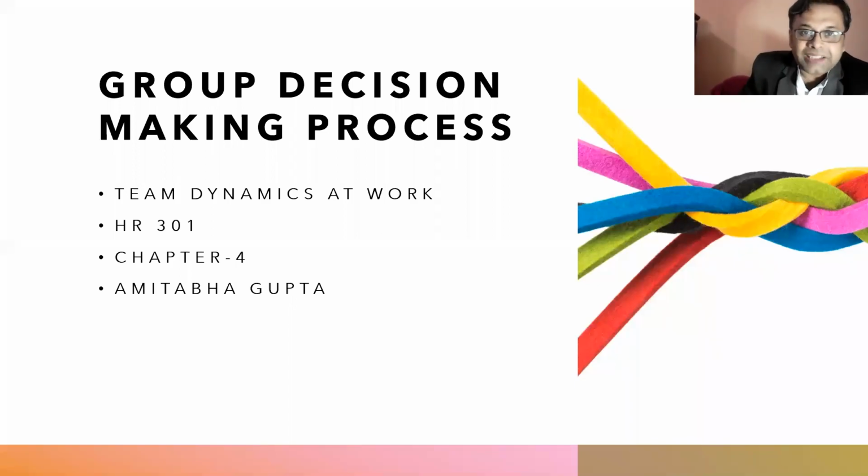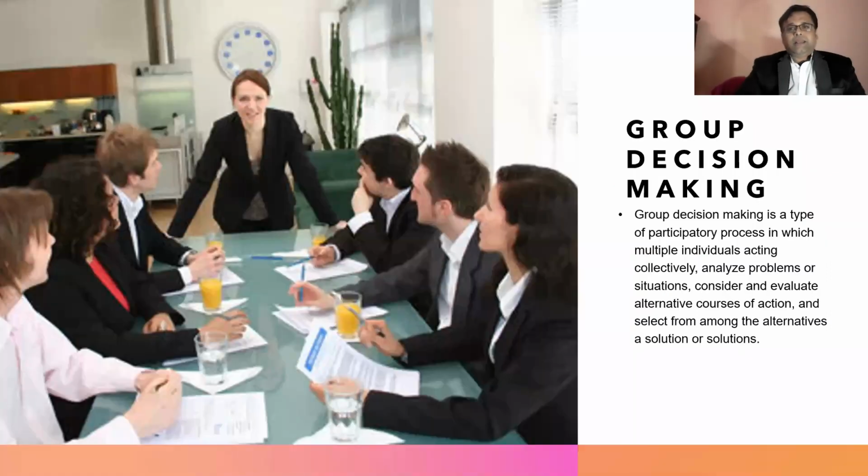Welcome back to Team Dynamics at Work, MBA third semester, paper code HR 301. Today we are going to discuss chapter number 4, which is the group decision making process. So let's begin. Group decision, what is that? Whenever we are taking a decision in a group, that is group decision. Simple, right? When more than one person is involved in a decision making process, that is called group decision.